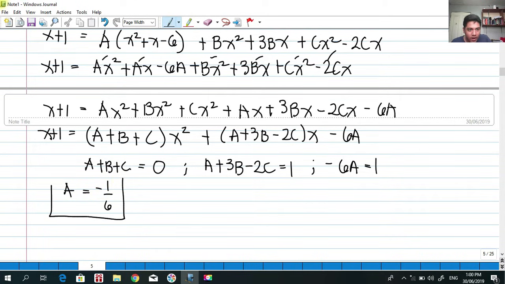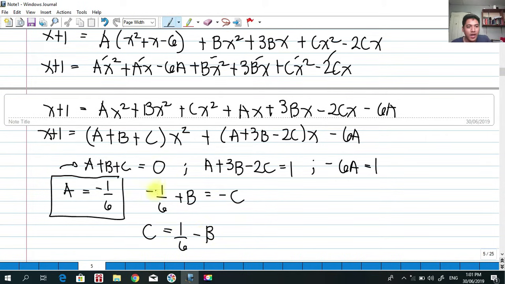So that is the value of our a. And for b and c, what we are going to do here is, first, we can substitute a in the first equation. So we have negative 1 over 6 plus b is equal to negative c. Let's get this in terms of c. So what will happen? c will become 1 over 6 minus b. I have applied a negative sign here, negative 1.